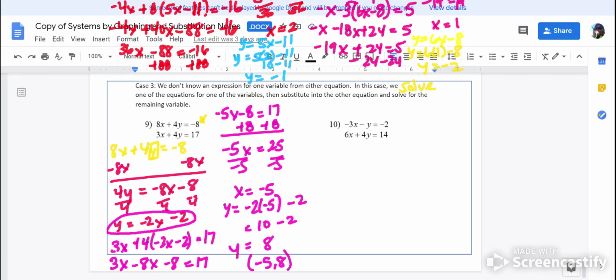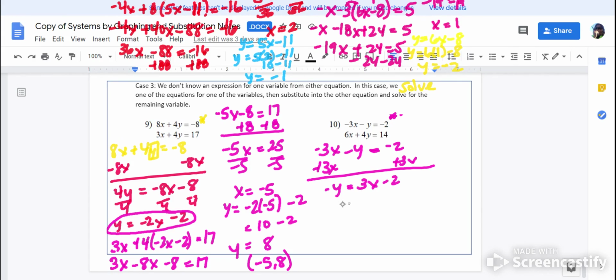Finally, I do the same thing. I'm going to choose to solve for my top equation. So we get negative 3x minus y equals negative 2. Add 3x to each side. We get negative y equal to 3x minus 2. Divide everything by negative 1. And my new equation is y equals negative 3x plus 2.